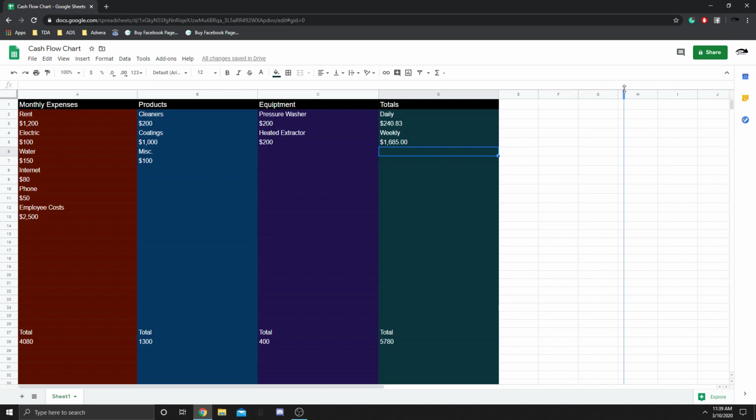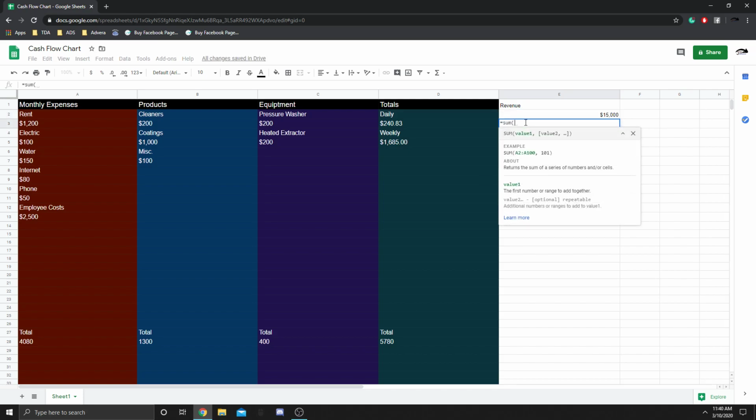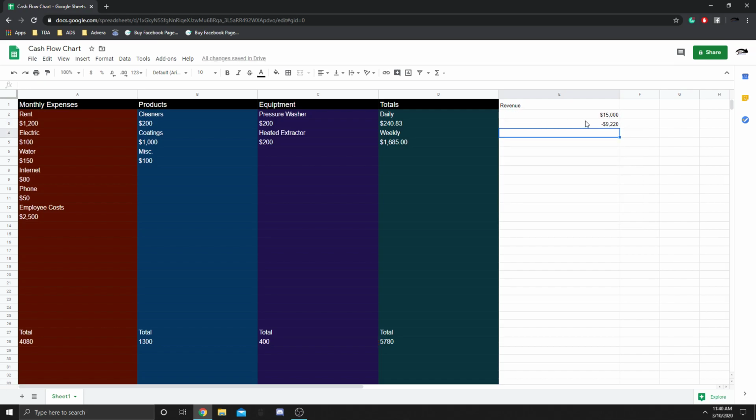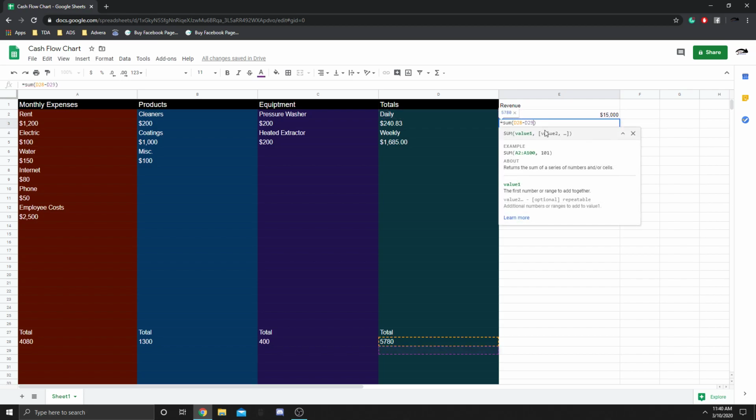So just expanding out on this a little bit, if you wanted to find your cash flow, you could just do revenue. If you know how much revenue you're averaging, let's say you're averaging 15,000 in revenue, you could write an expression that says equals the sum of D28 minus E2. Or, no, sorry, other way around. So it would be E2 minus D28. Yeah, so these are your profit numbers.